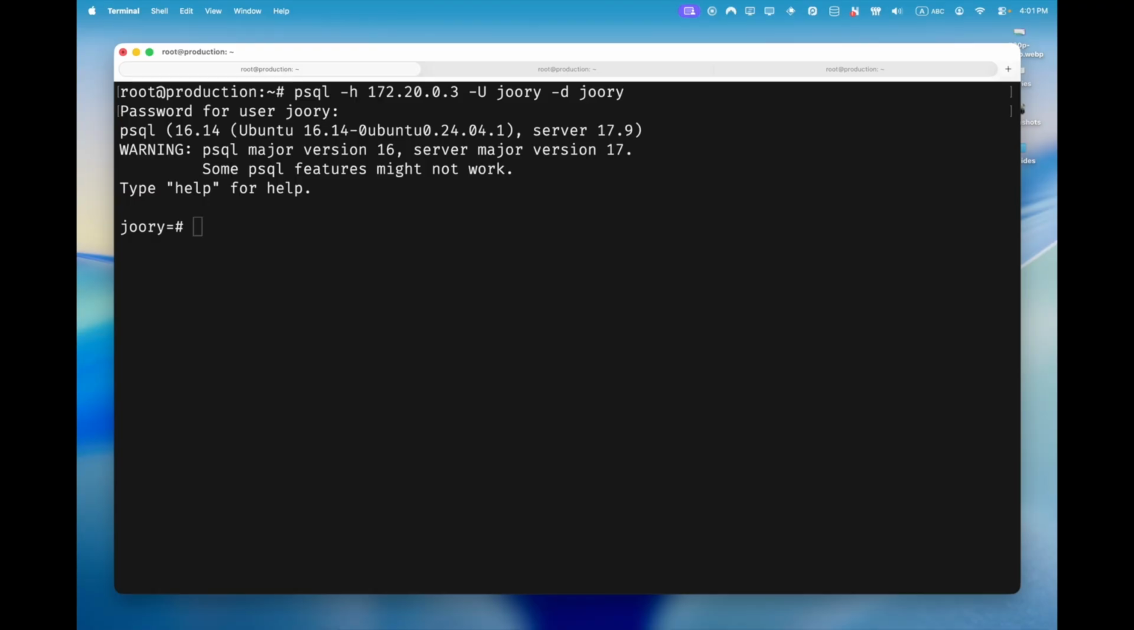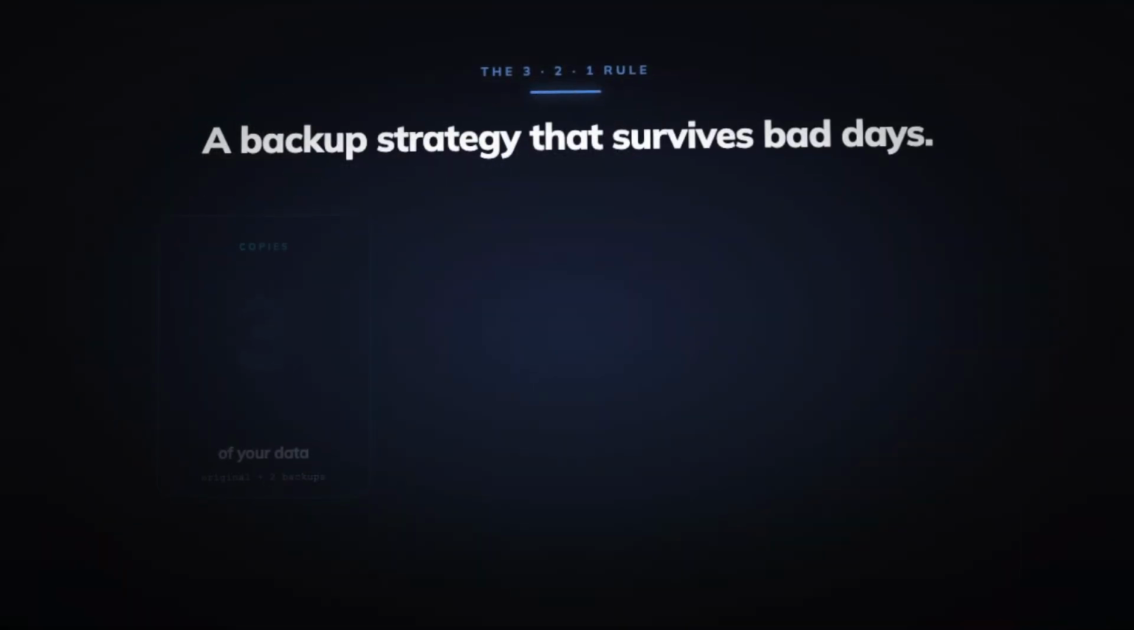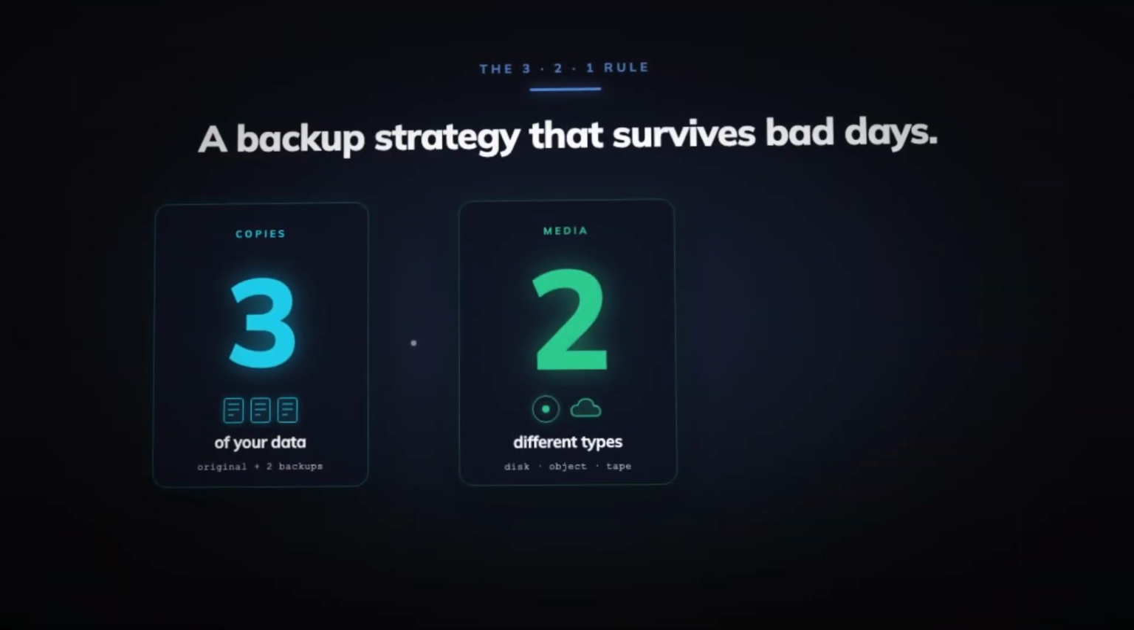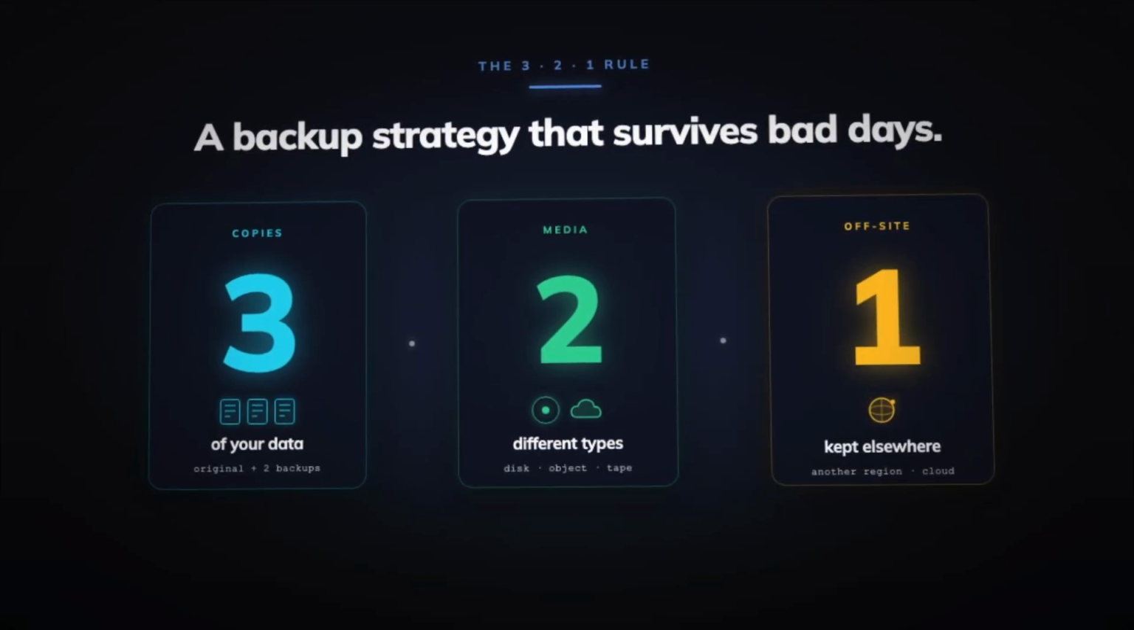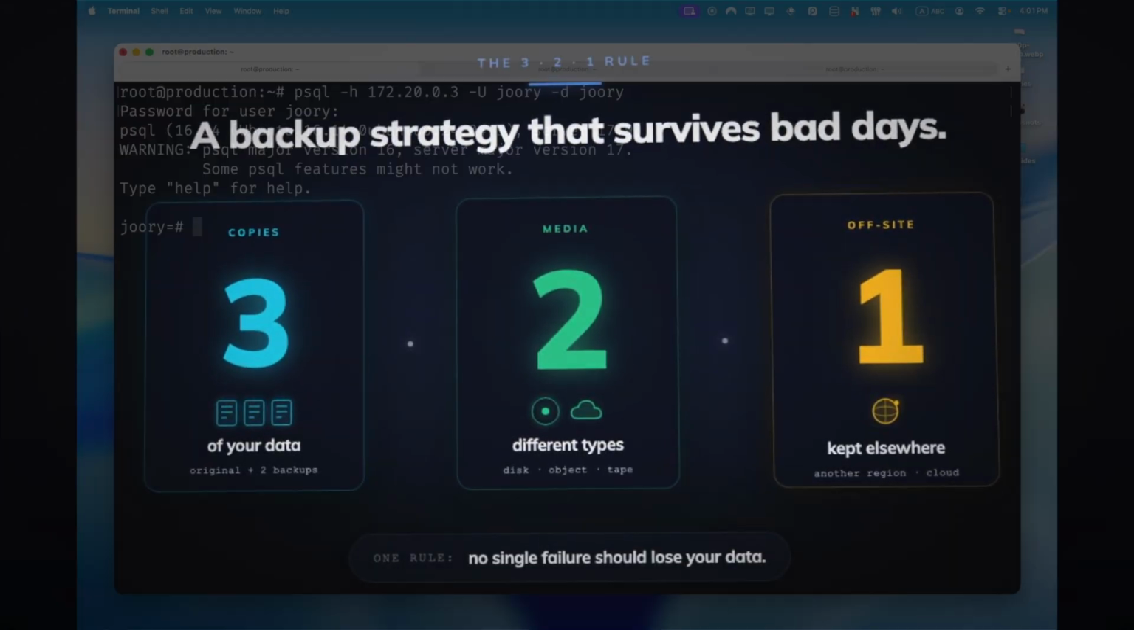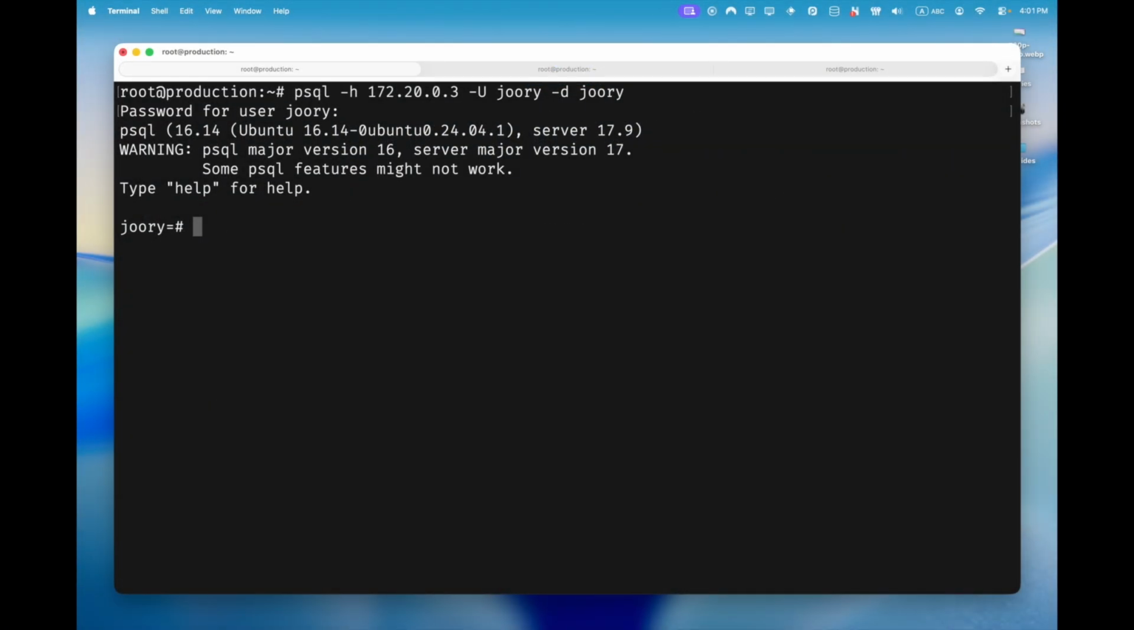If you are running a production database and you don't have a tested automated backup strategy, you are running a ticking time bomb. Most people think a backup is just running pg_dump and saving it to a folder, but that's not a backup, that's a file. A real backup strategy follows the 3-2-1 rule: 3 copies of your data, 2 different media types, and 1 offsite. And the most important part, verification.